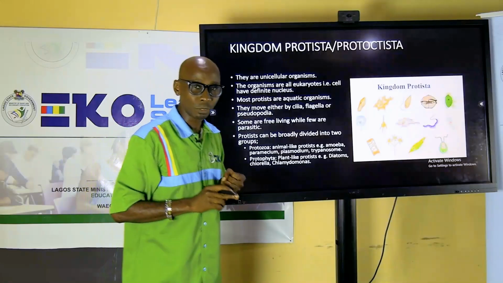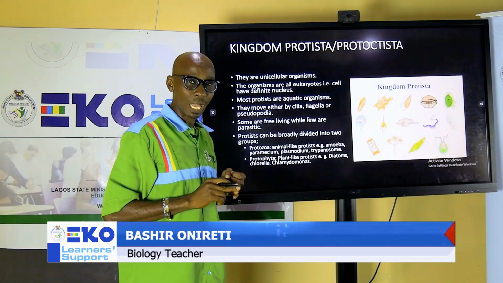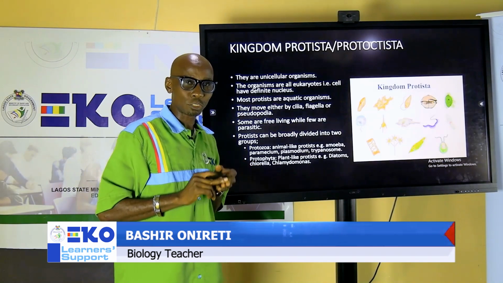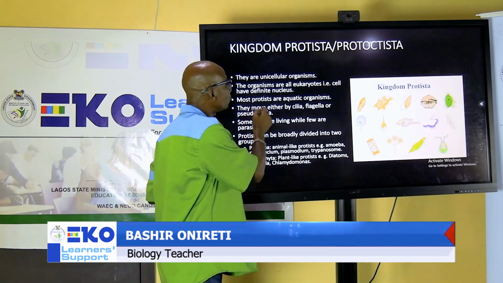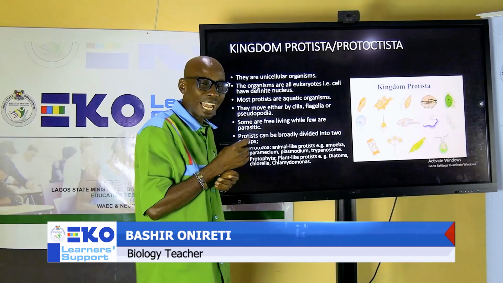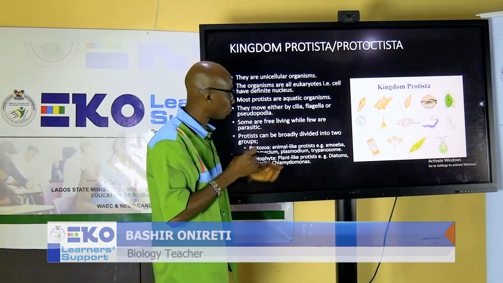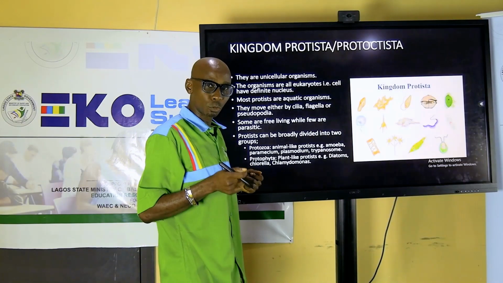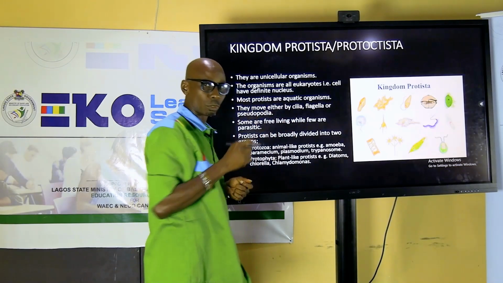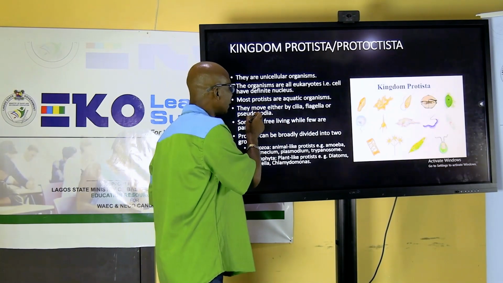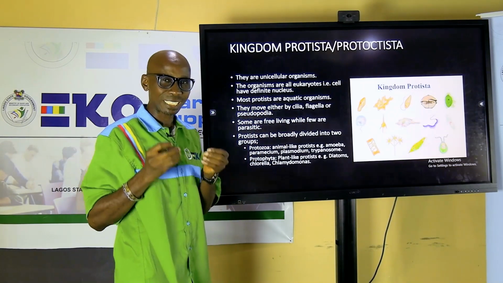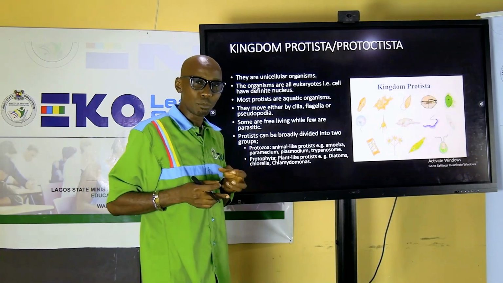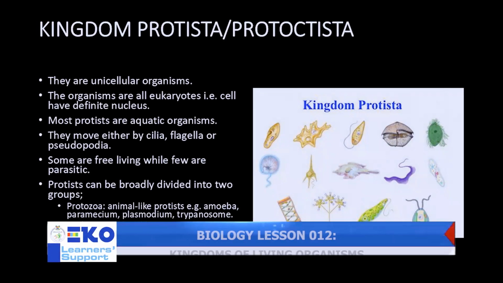You can find them in a pond, in fresh water, and in estuarine environment. They move either by cilia. Cilia is a small hair-like structure which is used for movement in some organisms. Flagella is a whip-like structure. If you have seen where they beat a horse to move, the whip-like structure is the flagella. And there is pseudopodia. Pseudopodia is false feet. The organism only develops it when they want to move.